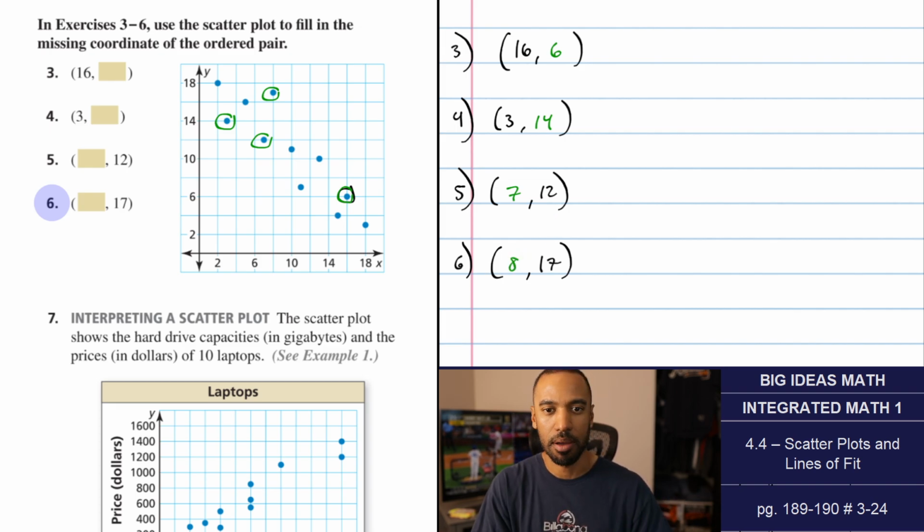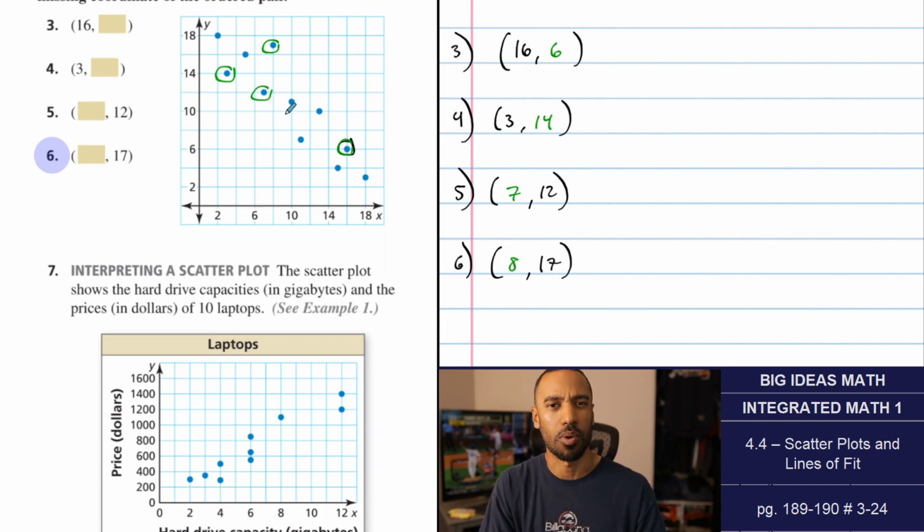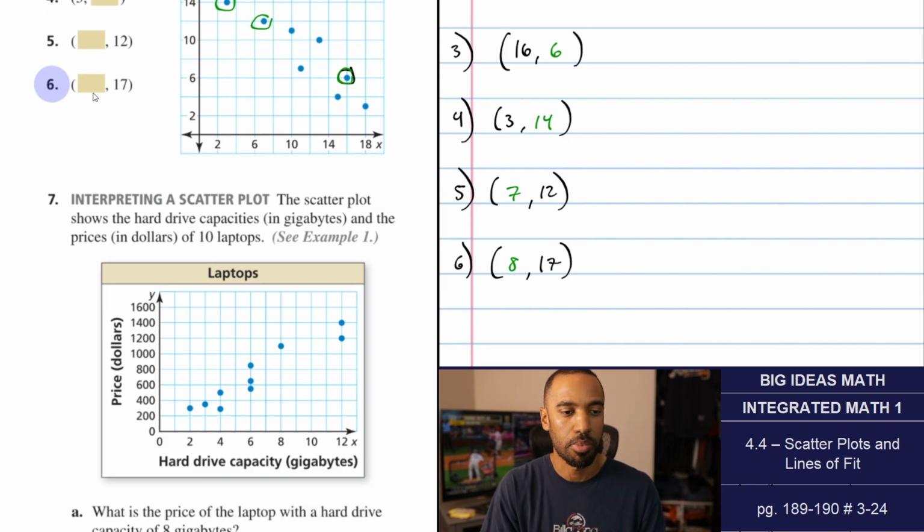There's no context to those problems. They're just making sure we can fill those in because they're going to ask us questions for us to do those things based on context, probably coming up.